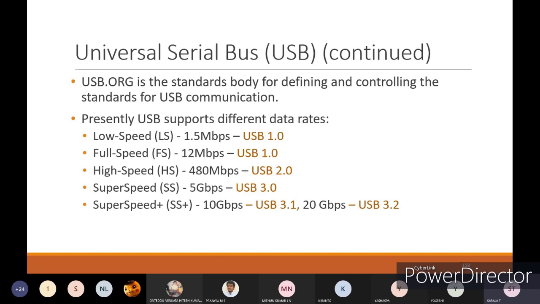with respect to that 480 Mbps with respect to the USB 2.0 version, and super speed, SS, is 5 Gbps with respect to the 3.0 version. And nowadays you are getting the higher versions with respect to USB 3.1 and 3.2, where the speed of transmission is 10 Gbps and 20 Gbps.